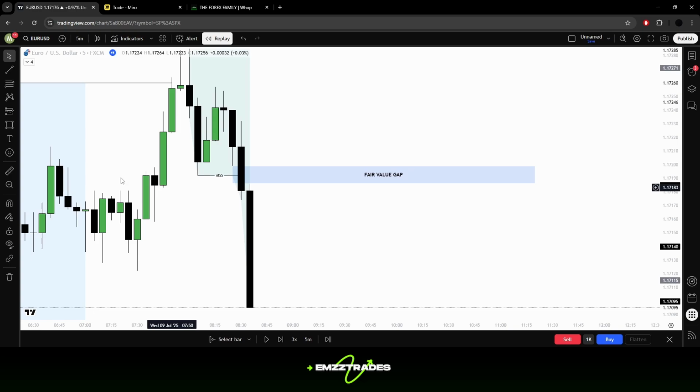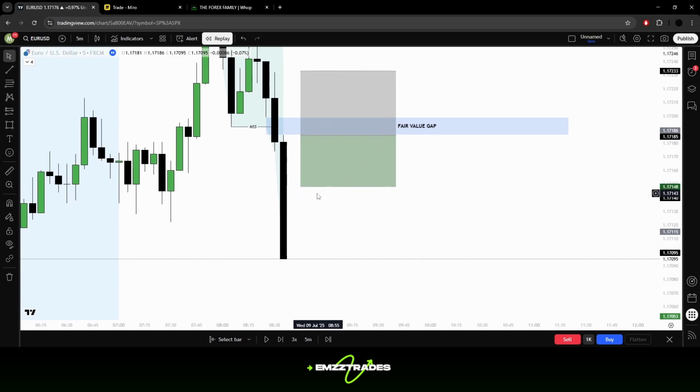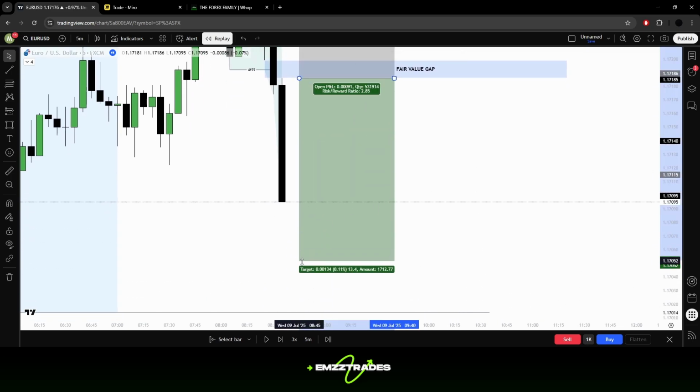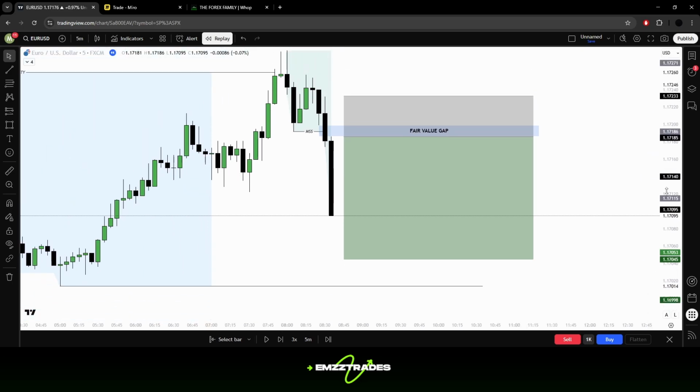But anyway, I'm going to be marking out my actual sell right here, placing my stop loss at the highs of the first candle of the FVG, and placing my take profit as a 1-to-3 risk reward ratio. So that's all that's left to do. Now, 1-to-3, everything's actually set and going to plan.